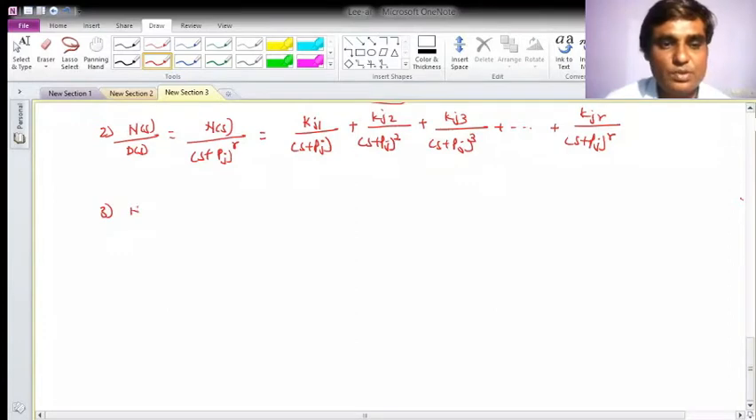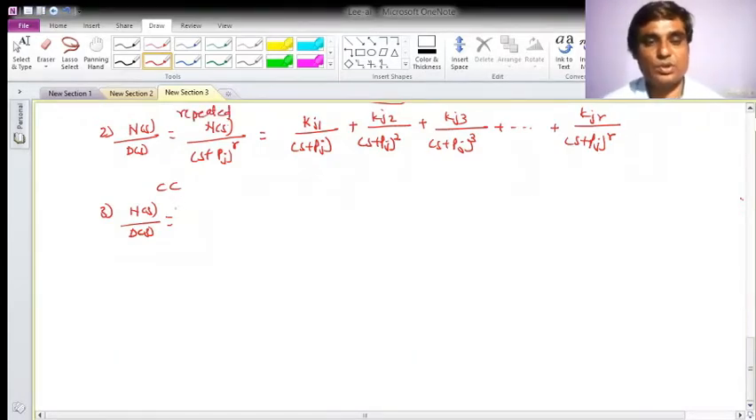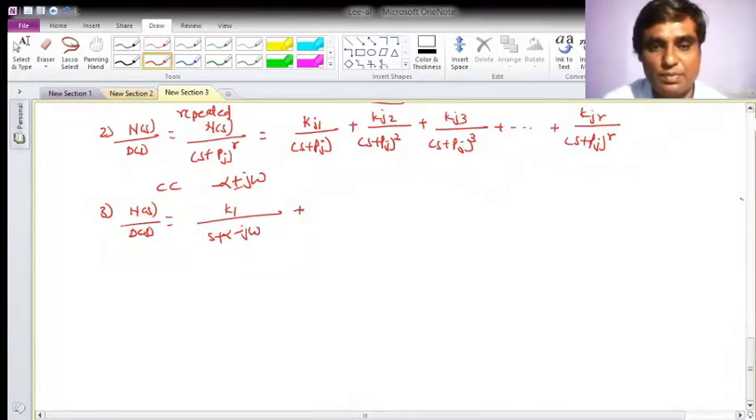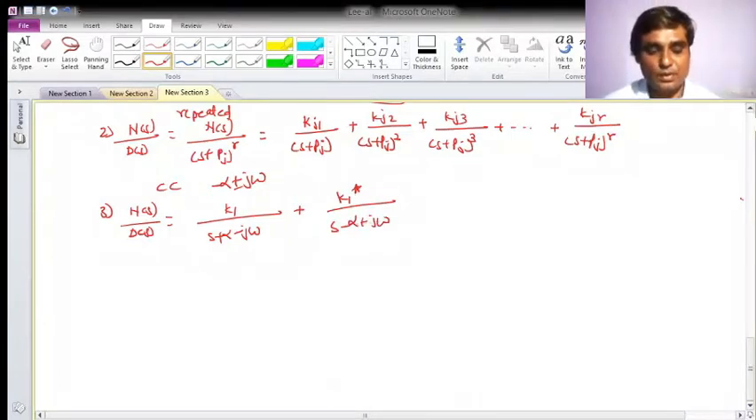Third, what if the roots are complex conjugate? If the roots are a complex conjugate pair, you can write it as something like k1 over, suppose I have the roots minus alpha plus or minus j omega, so it will be s plus alpha minus j omega, for example, plus its conjugate, k1 conjugate over s plus alpha plus j omega. Okay, that way you can express it.